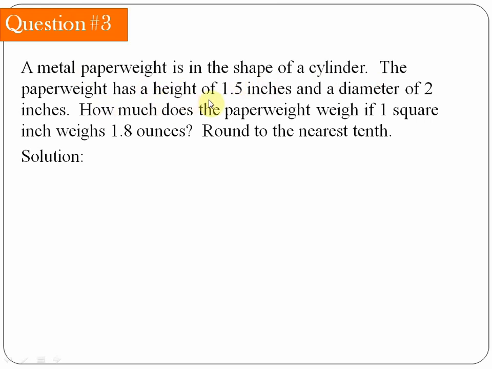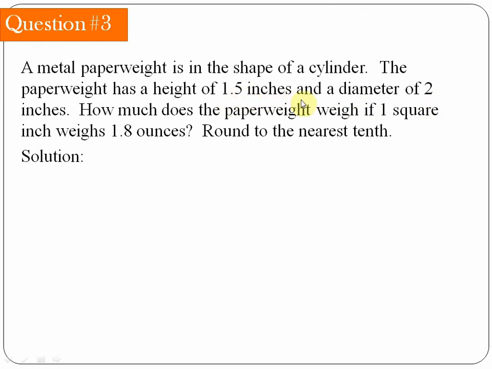The paperweight has a height of 1.5 inches and a diameter of 2 inches. If 1 cubic inch weighs 1.8 ounces, how much does this paperweight weigh? So first we have to calculate the volume of the paperweight cylinder of these dimensions.